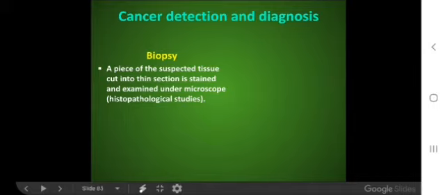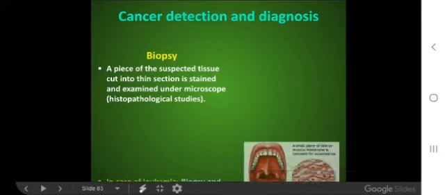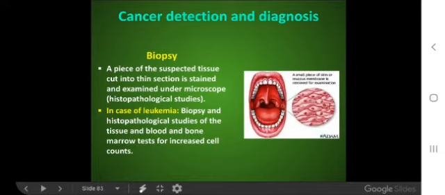So there are certain techniques which are used, such as, number one, biopsy. A piece of the suspected tissue cut into thin sections is stained and examined under a microscope. It is also known as histopathological studies, or histopathology. In case of leukemia, biopsy and histopathological studies of the tissue, and blood and bone marrow tests for increased cell counts are done.